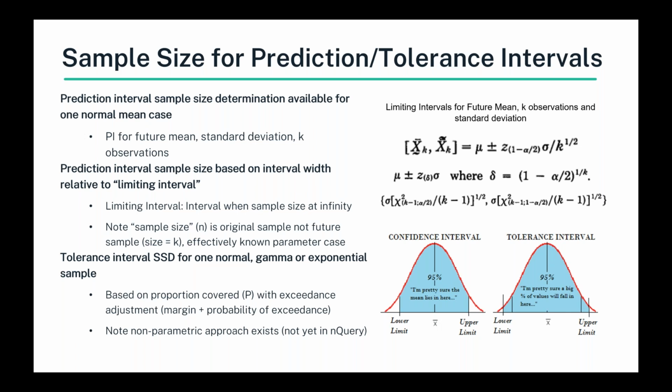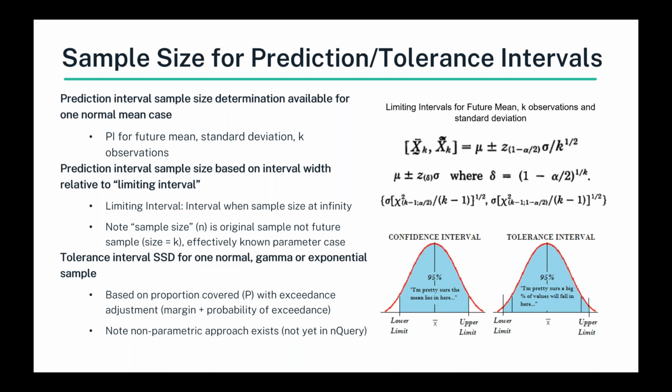So the classic prediction interval case, the one we'll be looking at in an example in a moment, is predicting one future value. Here k equals 1. And also this k equals 1 case is the same interval for one future mean. In terms of tolerance intervals, nQuery covers the one normal, one exponential, and one gamma cases. And there's also a non-parametric approach to this that we don't currently offer in nQuery, but it's something we're definitely going to look into including in a future update.